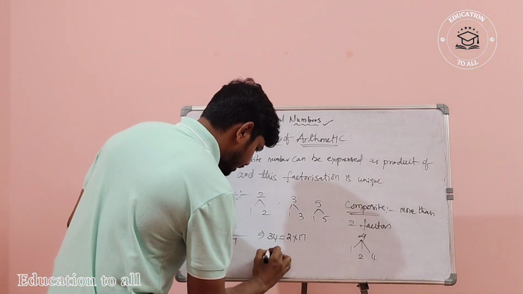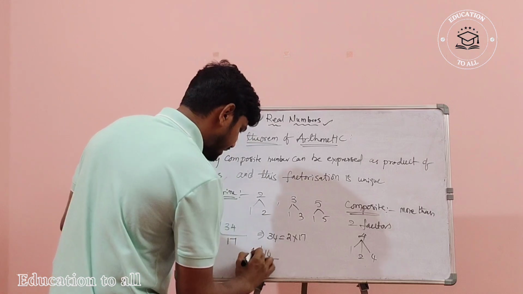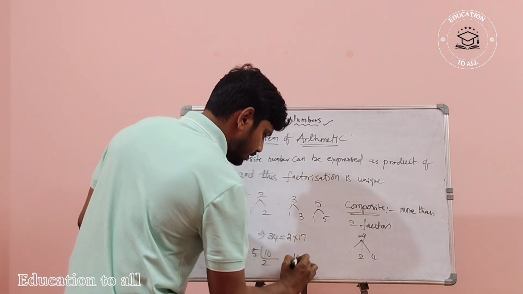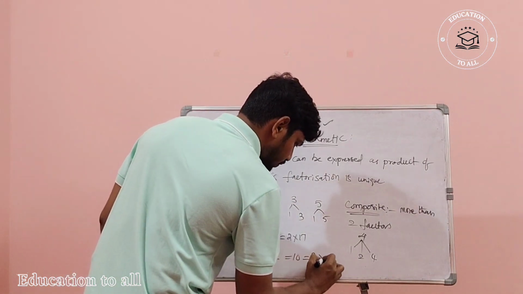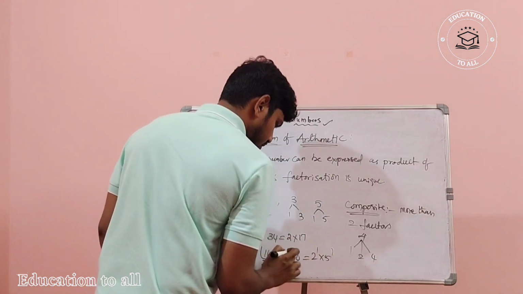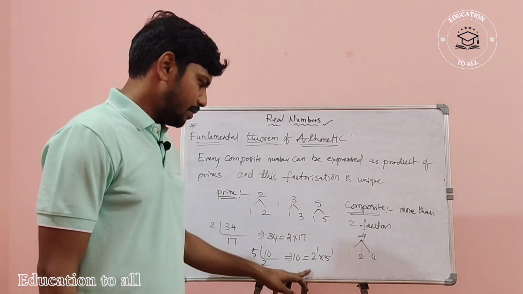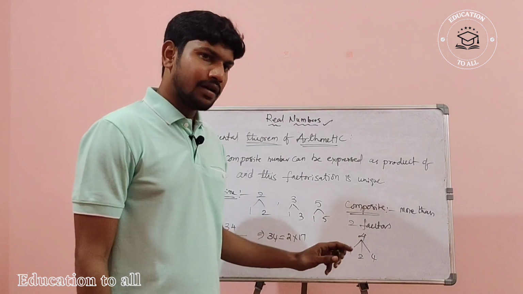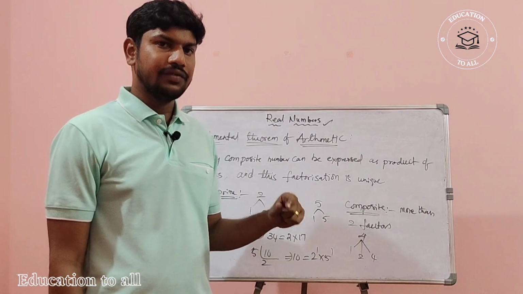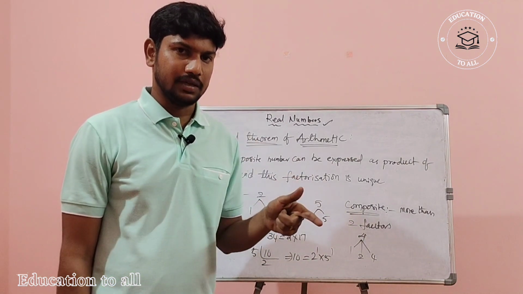For example, 10. 10 can be written as 2 times 5. So 10 can be written as 2 into 5, 2 power 1, 5 power 1. 2 is a prime number and 5 is also a prime number. Remember, prime factors are not always written with prime numbers.